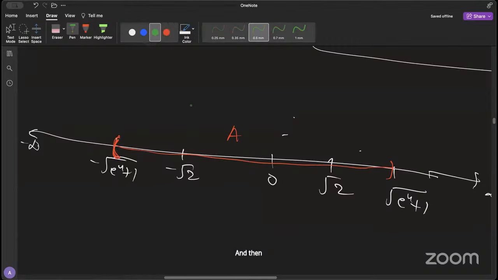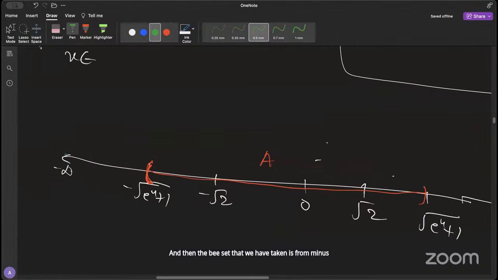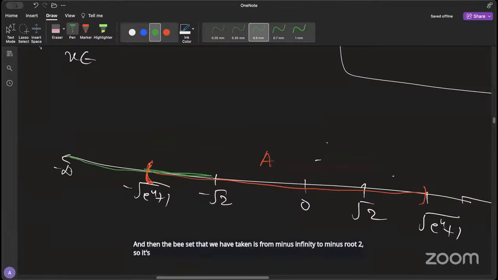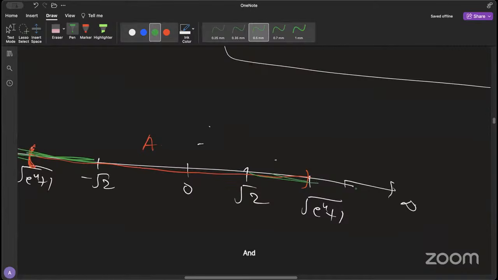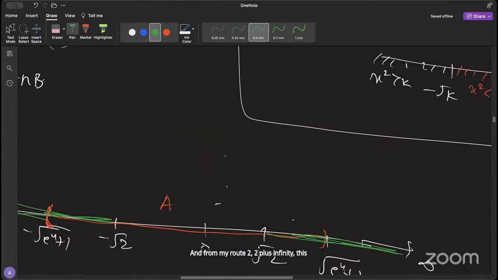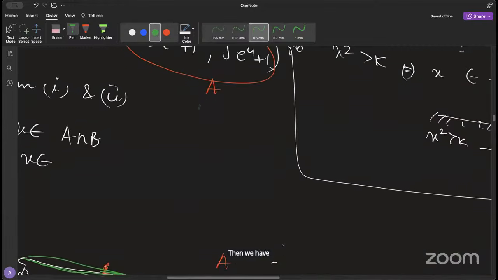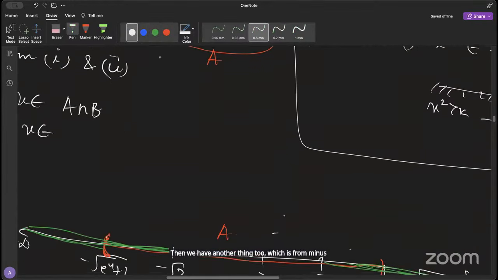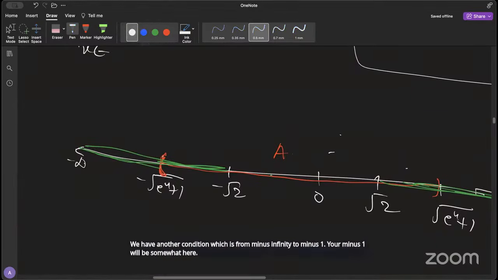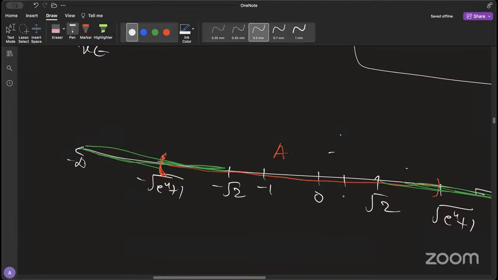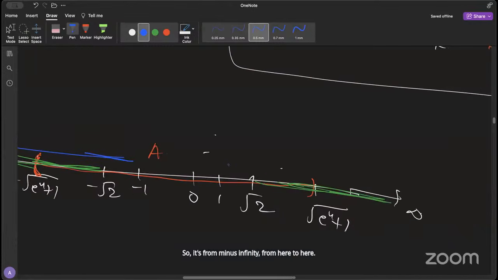And then the B set that we have taken is from minus infinity to minus root 2, so it's this, and from root 2 to plus infinity, this one, right? And then we have another condition, which is from minus infinity to minus 1. Your minus 1 will be somewhat here, and here you will have 1. So it's from here to here, and this one will be from here to here.